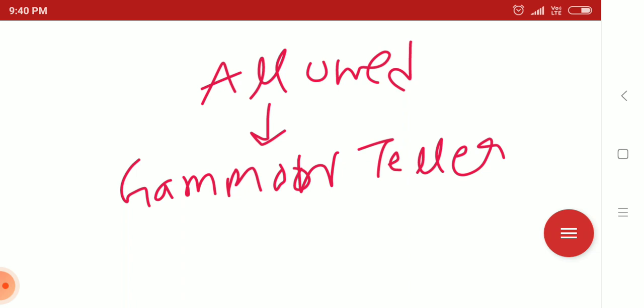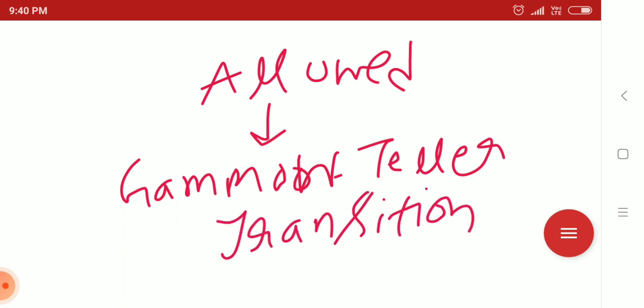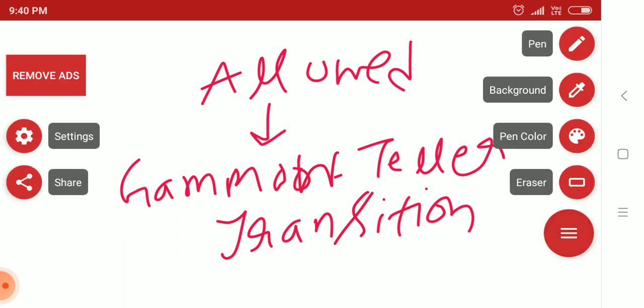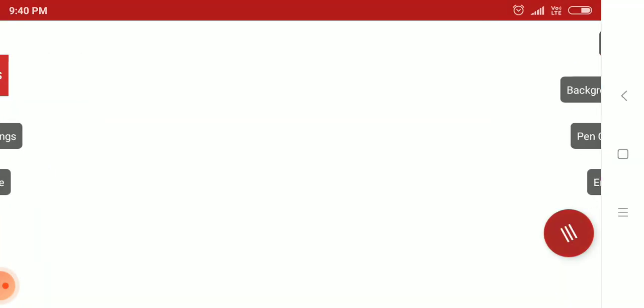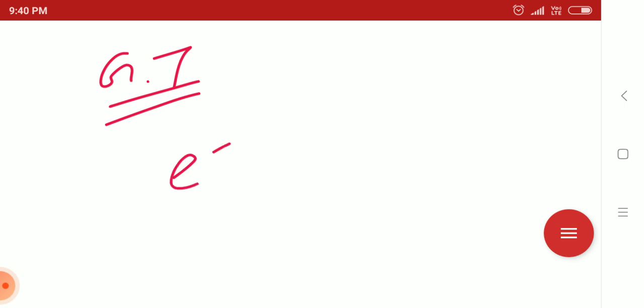Gamow-Teller transition. What is the Gamow-Teller transition? Let us discuss it. Whenever we discuss the Gamow-Teller or GT transition, the electron spin and neutrino spin are both parallel.